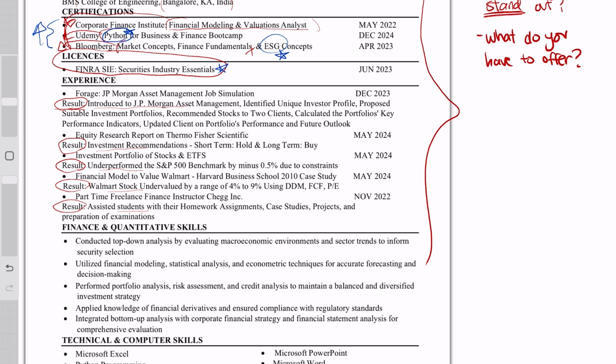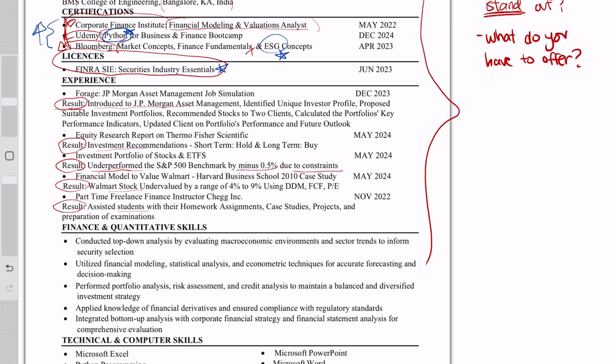If you say something like underperformed the S&P 500 benchmark by minus 0.5% due to constraints, okay, what were the constraints? Why did it underperform by minus 0.5%? And do you really want to highlight that you underperformed?